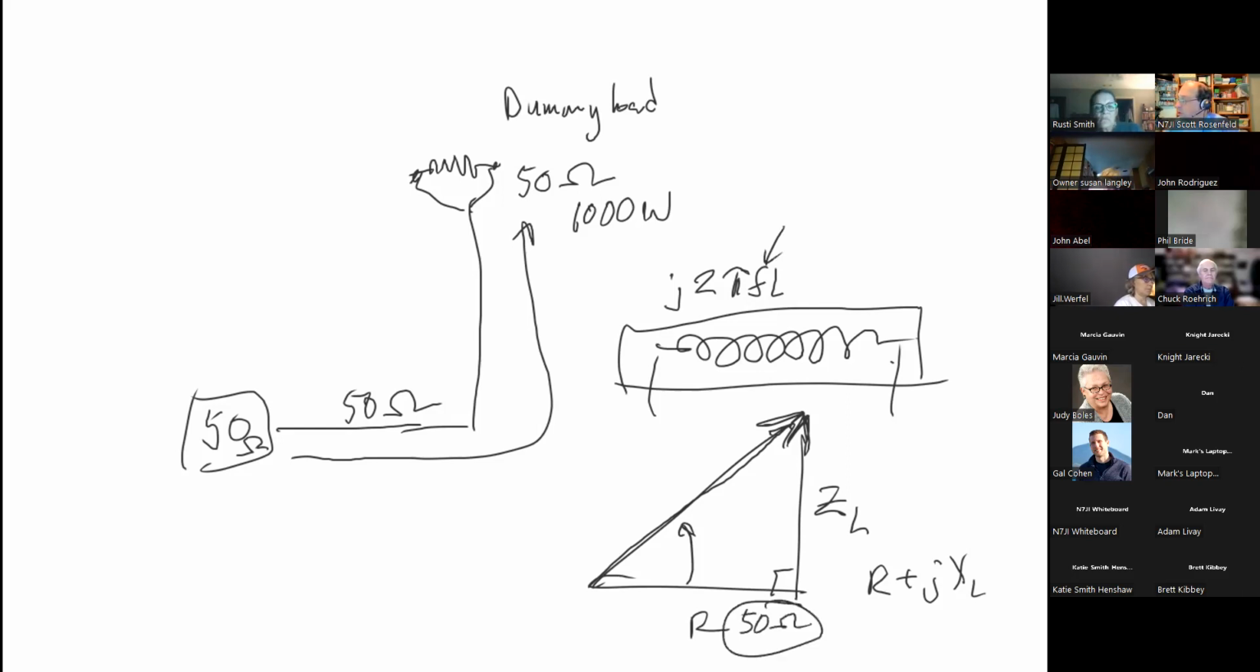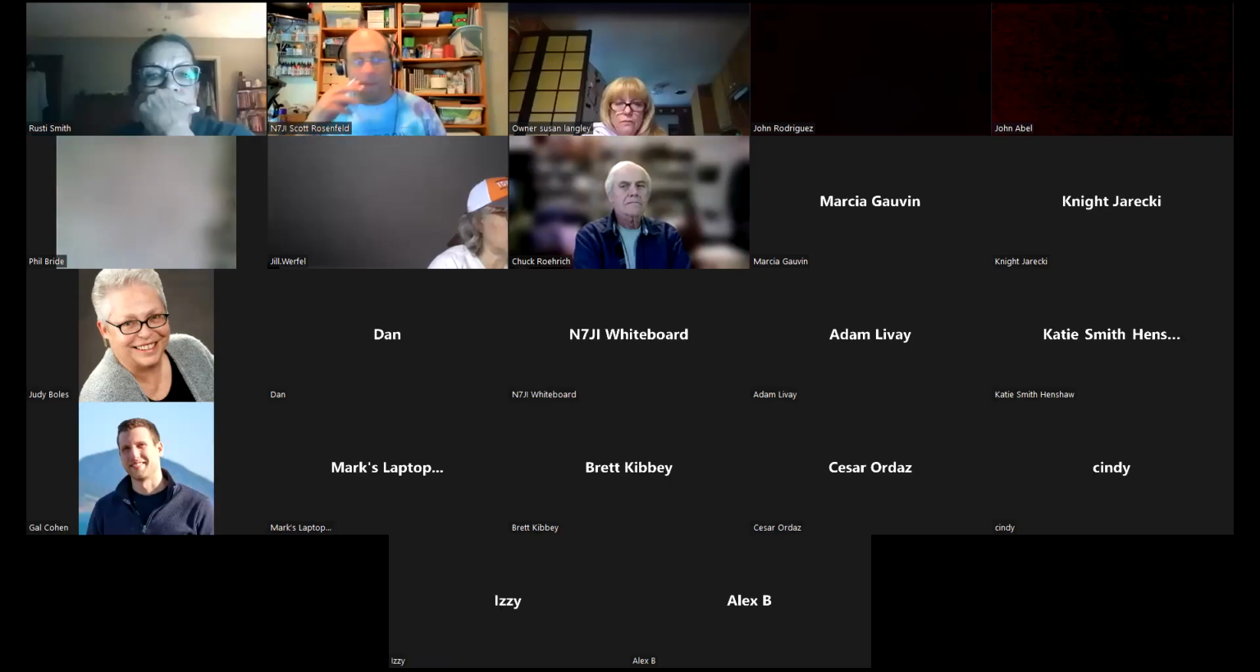And that is why we use a non-inductive dummy load. And typically it's a non-inductive wire wound resistor. That's the basis of our dummy load.